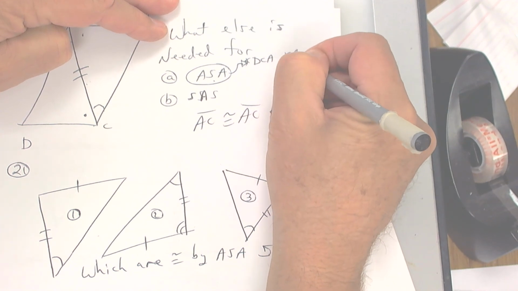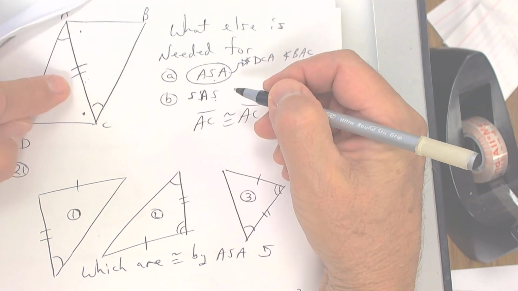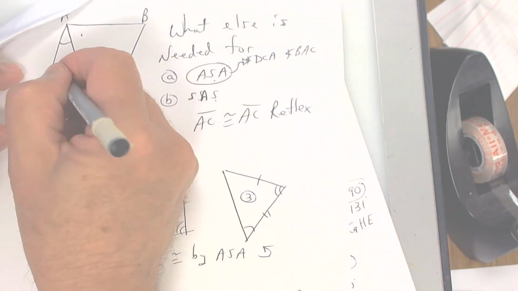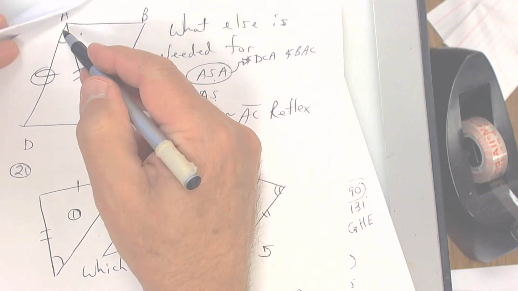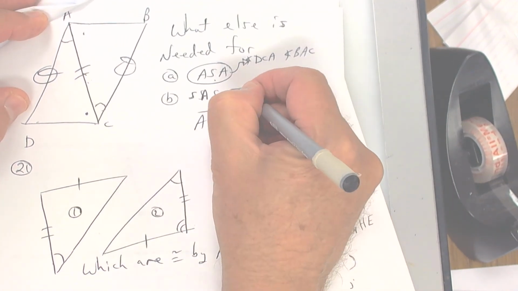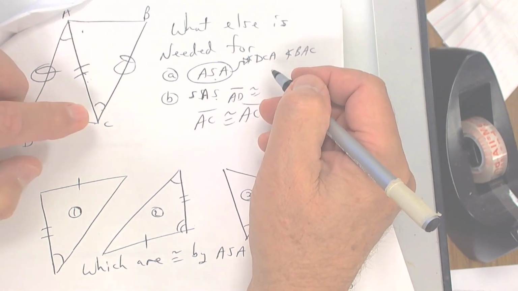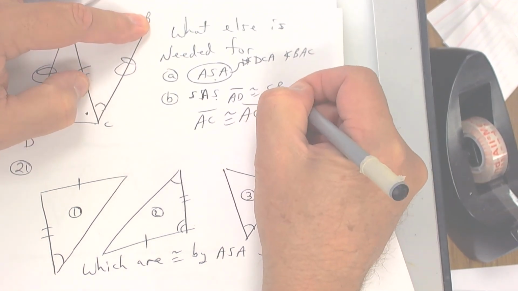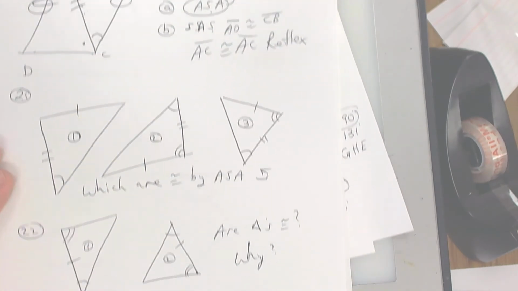This is like that worksheet we had. For side, angle, side, you would need this side. So you would need segment AD congruent to segment CB. Okay? There we go. Let's go to 21.